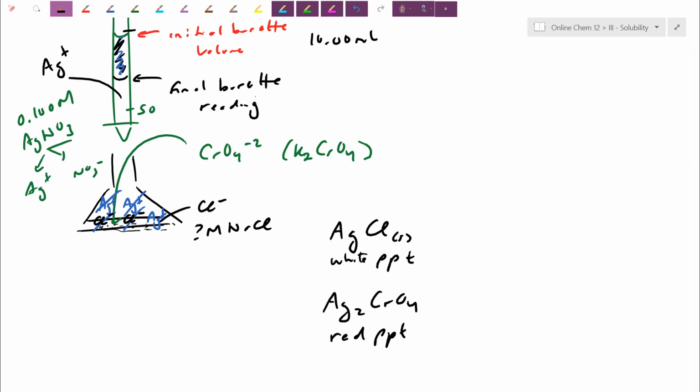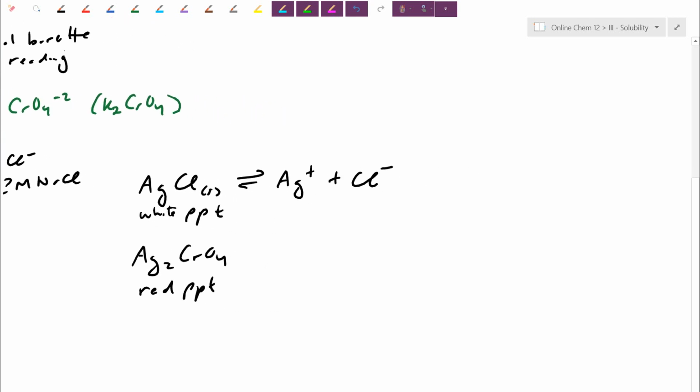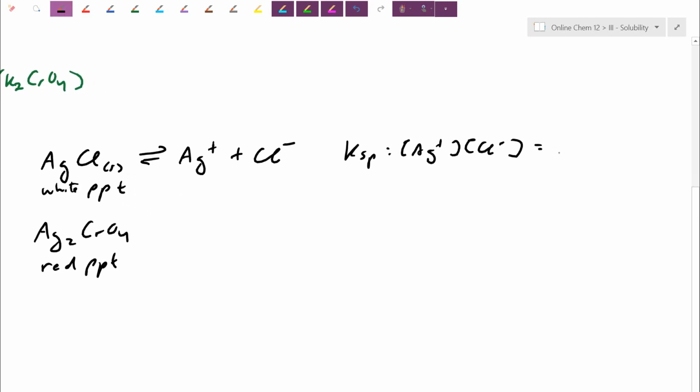How can I guarantee that the silver actually reacts with chloride first, and only when that chloride is gone does it change to red color with the chromate? We can actually test it against the KSPs. So let's just do this on the side. If AgCl as a solid breaks up, we get Ag+ and we get Cl-. Let's do the KSP expression. The KSP is silver multiplied by chloride, right? I'm going to give you this number: 1.8 times 10 to the negative 10. Sometimes it is on that KSP table for you.